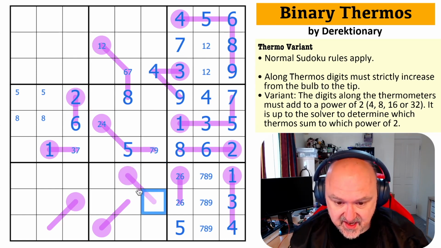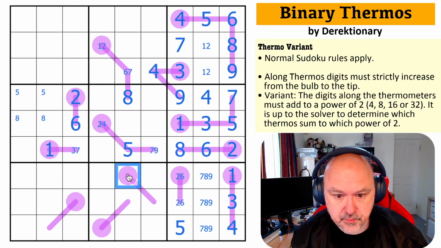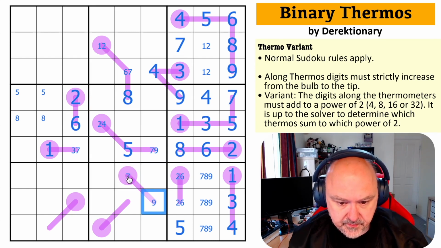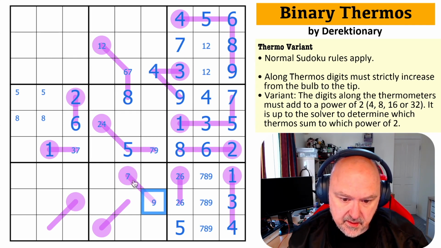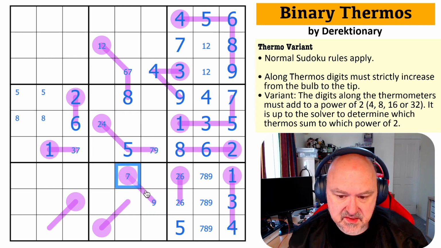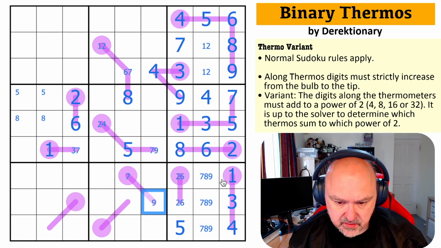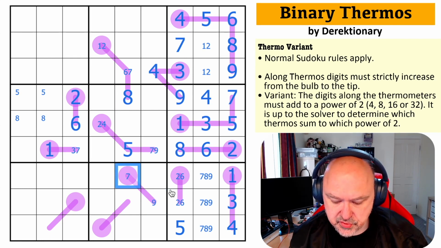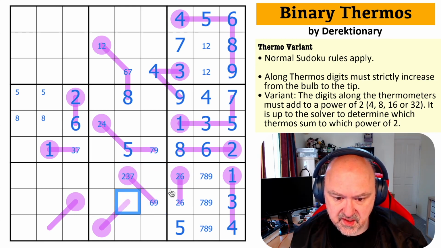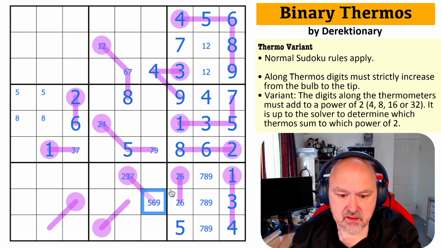But this, however, can't be 4, could be 8, but it could be 7, 9. Now, if it's 8, I can't do 1, 7. I could do 2, 6. I could do 3, 5. Well, that's not helping me.